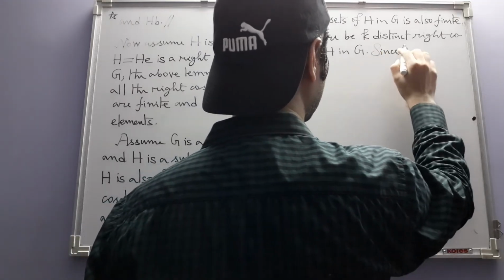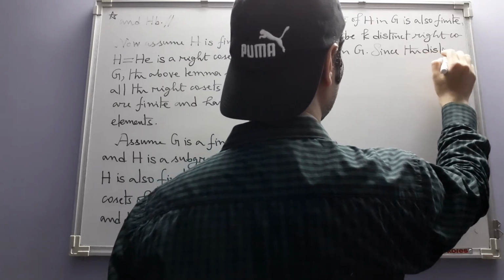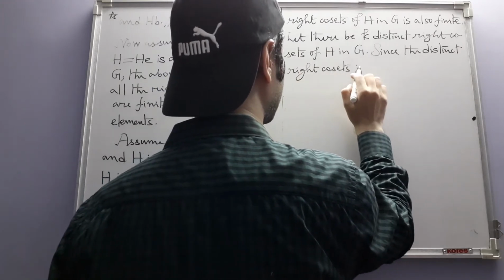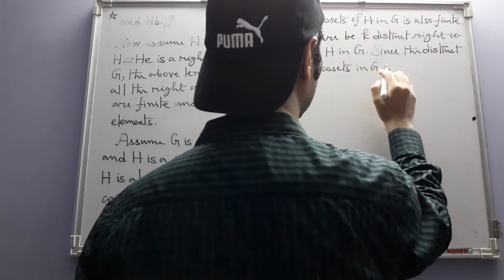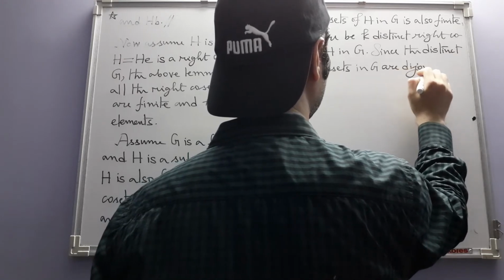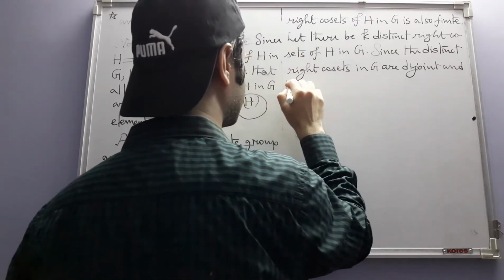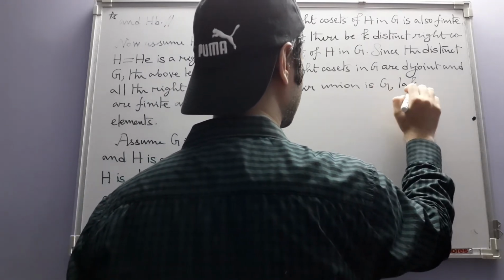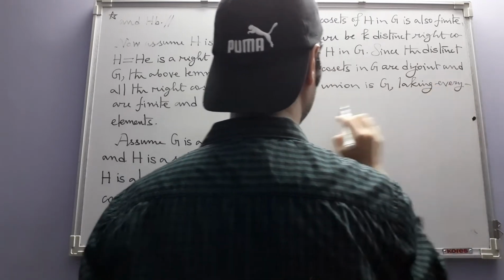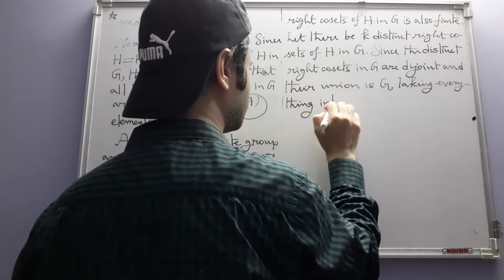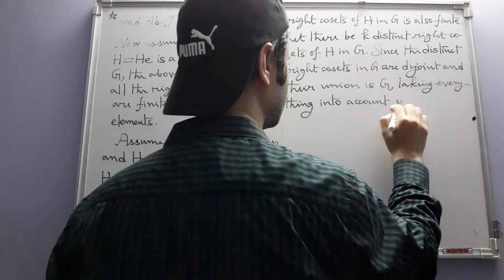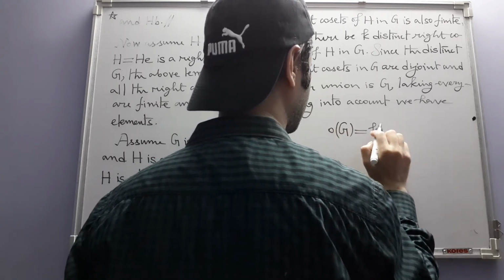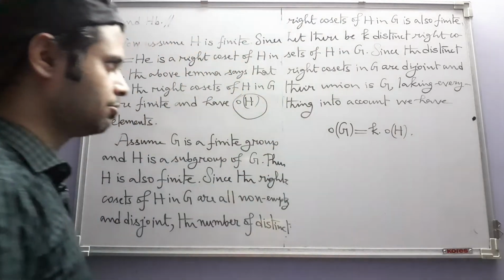Since the distinct right cosets of H in G, that is understood, are disjoint and their union is G, taking everything into account, we have this equation. We already know how we have got this equation.